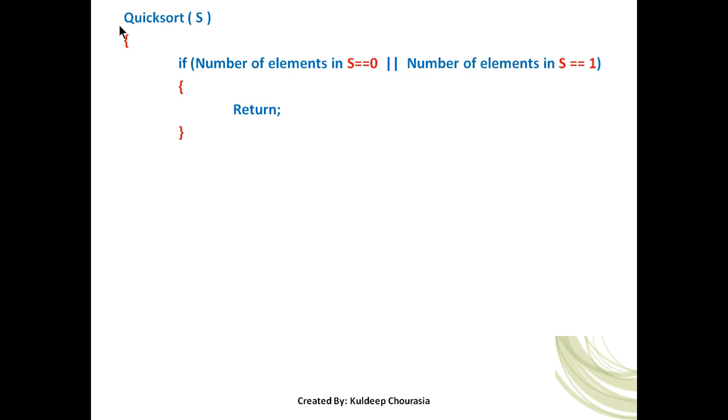So this is the first step. I have created a method Quicksort which takes as an argument a set S of elements. You can assume S to be a set or to be an array which stores your elements. In either way, the algorithm gives the same result. So your first step is to check how many elements are in your set S. If your set S contains no element or it contains one element, then you do not need to sort it. So what you have to do, you have to return.